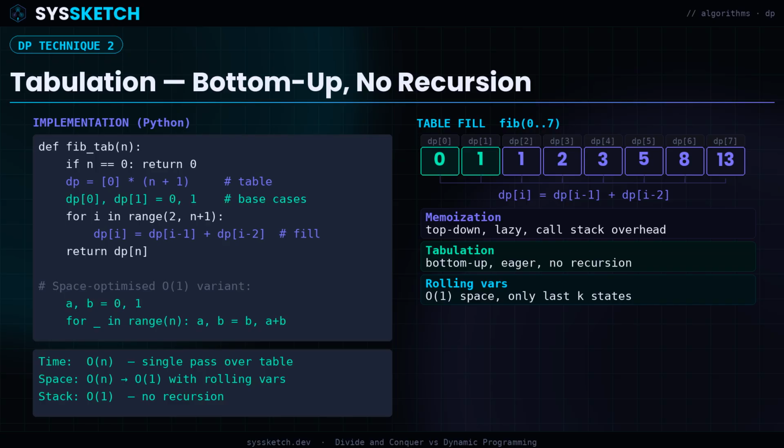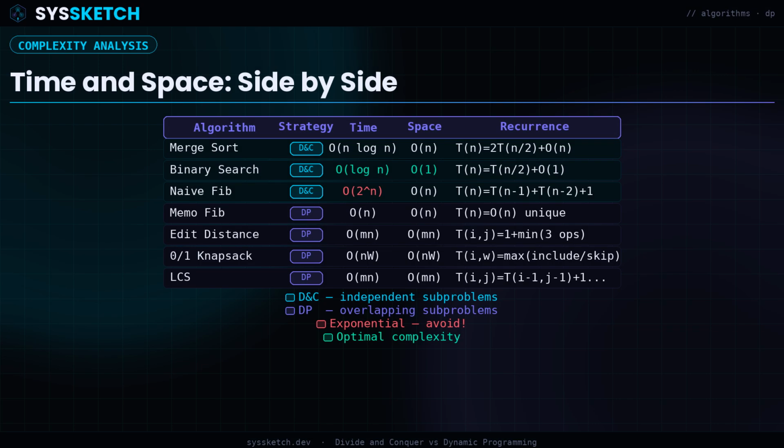Merge sort uses divide and conquer. Its recurrence T of n equals 2T of n over 2 plus O of n resolves via the master theorem to O of n log n time with O of n space. Binary search gives T of n equals T of n over 2 plus O of 1, collapsing to O of log n, elegant and optimal.